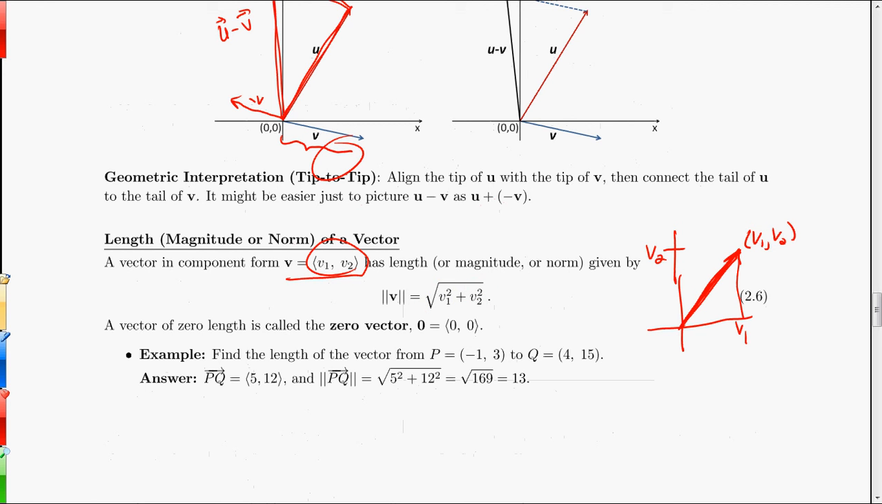All right. So for example, find the length of the vector from P to Q. Well, first thing I do is I get the component form of that vector. So that's 4 minus negative 1, comma 15 minus 3, or 5, 12. Square 5, square 12, add them, take the square root, 13. So the length of that vector is 13.